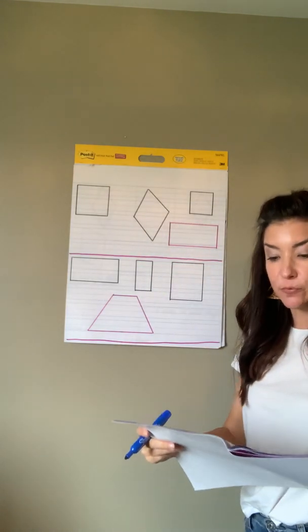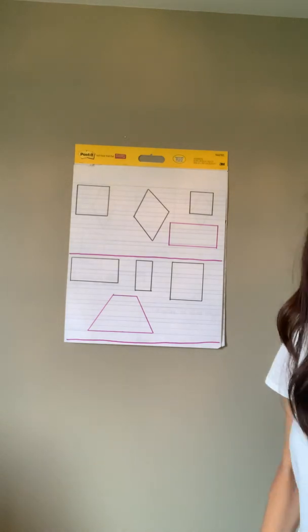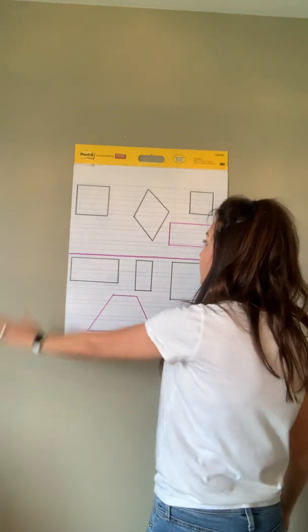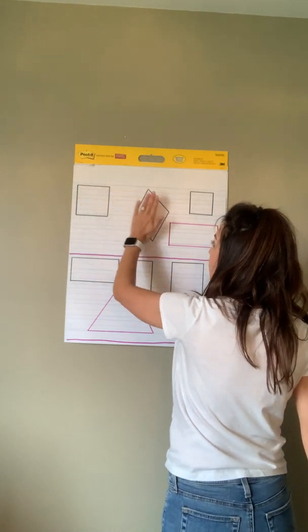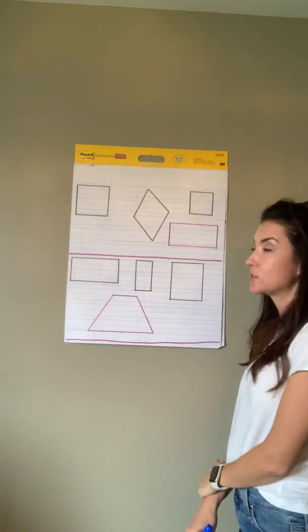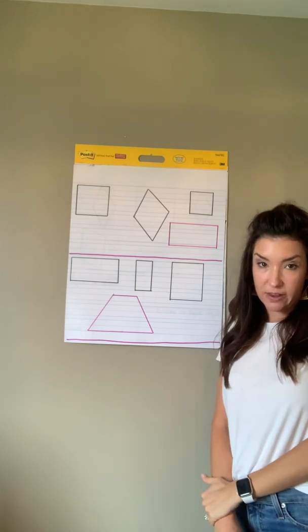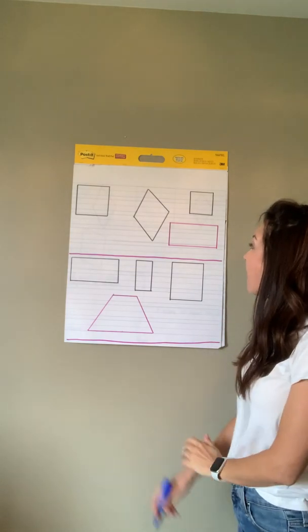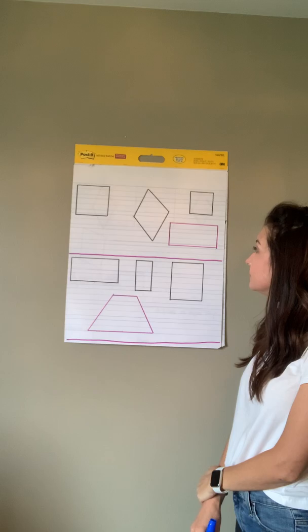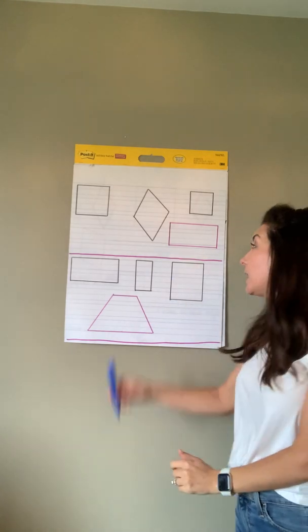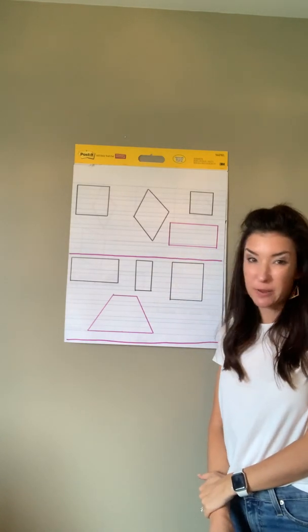Now we are going to draw 3 examples of a square and one that is not a square. So as you can see, I have in black my 3 examples that are a square. A square has 4 sides that are all the same length, okay? And then I drew this. It has 4 sides. It has 4 angles, so it is a quadrilateral, but it is not a square.